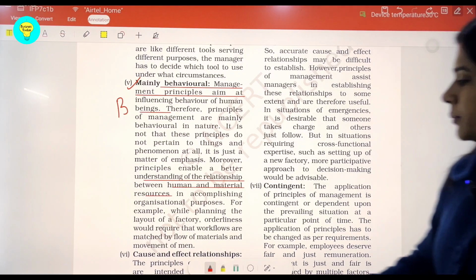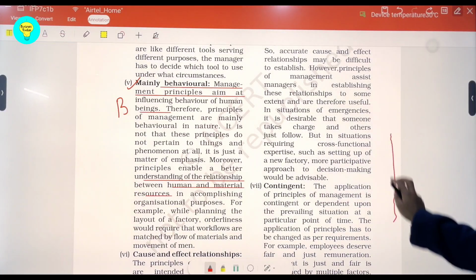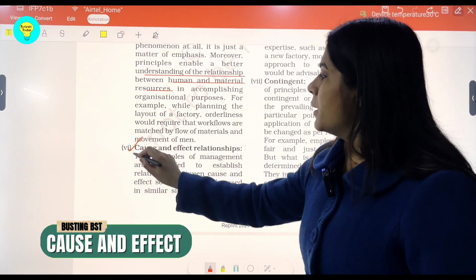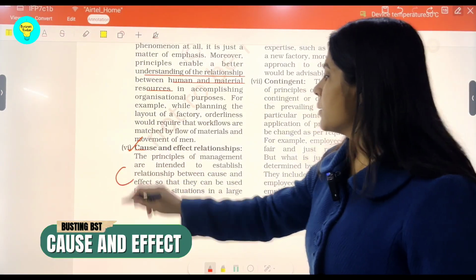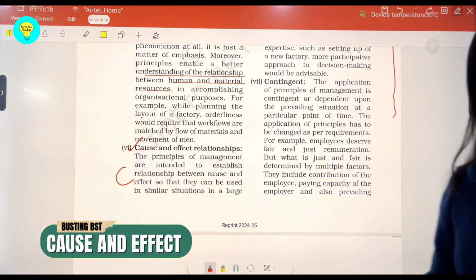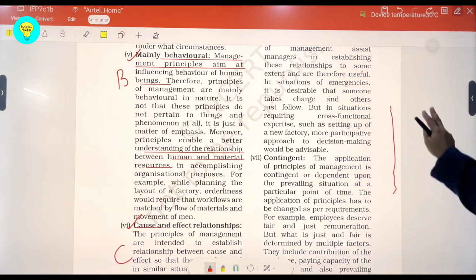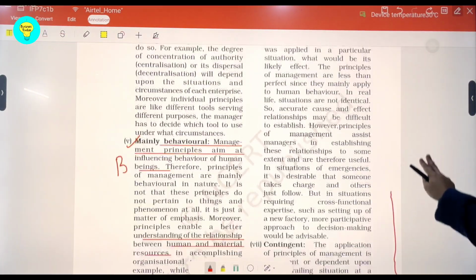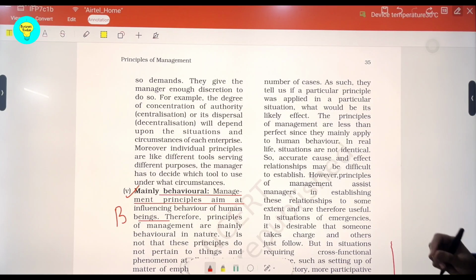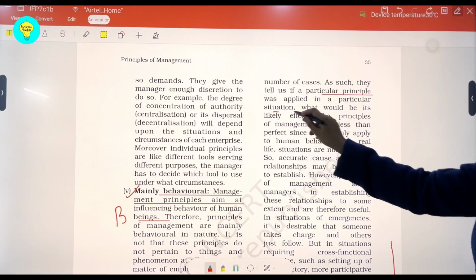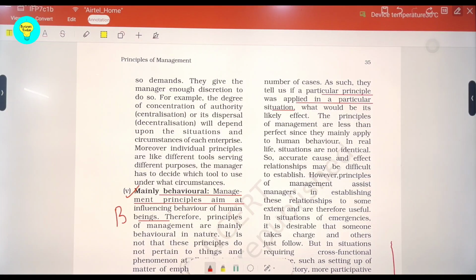The third nature being the cause and effect relationship of such principles, depicted with the letter C, where we have already discussed management's nature as a science, and therefore every cause has an effect, and that is how these principles, when applied in a particular situation, are likely to have an effect.